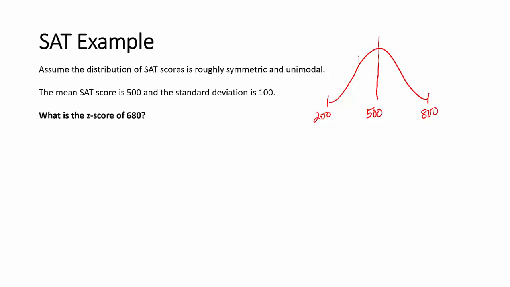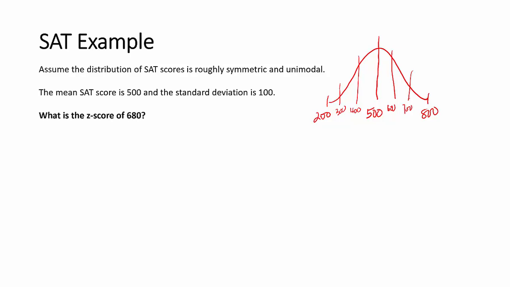So if I go 100 back, another 100 back, and another 100 back, there's your 3 standard deviations to the left, and 3 standard deviations to the right. So SAT scores are definitely the normal model, and we can now use that to answer some really good questions. We're going to start off really easy. We just want to figure out what a z-score of 680 would be, just so we can practice that.